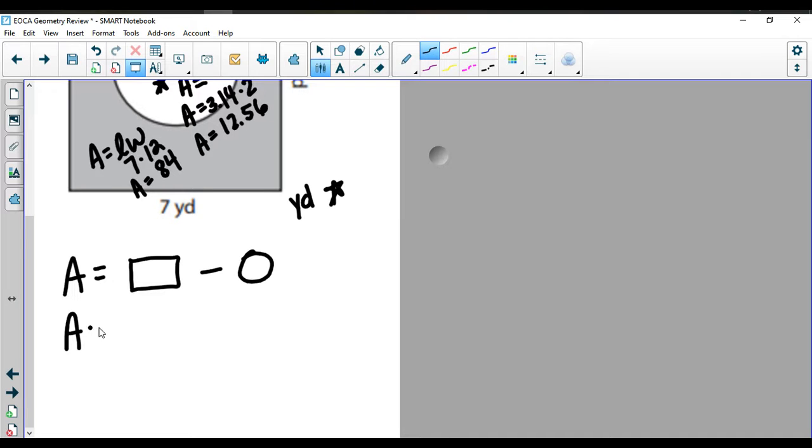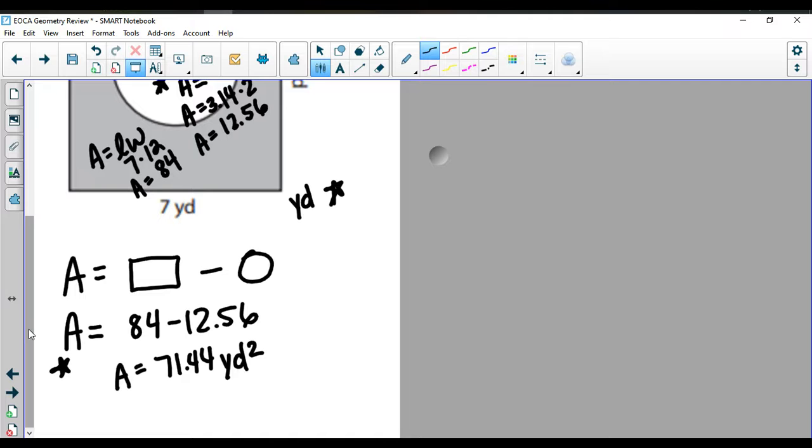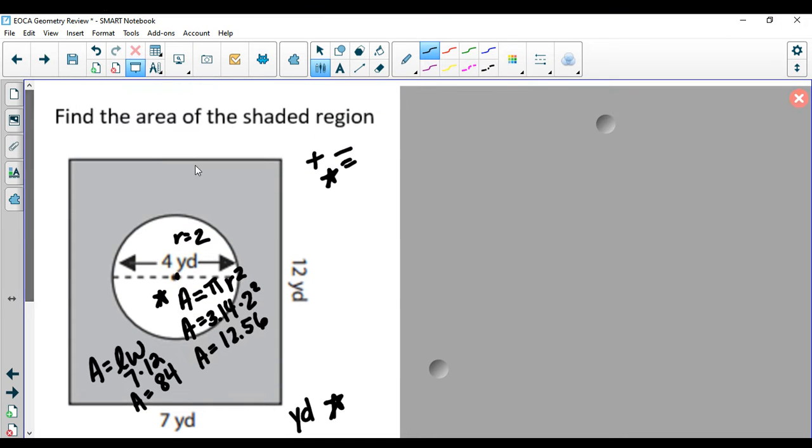So I'm going to ask you to go ahead and plug in here the area of the rectangle, subtracting out that circle, get a final answer, and then you'll be asked to go ahead and type that in. You should include your units written out as well. So for this one, you're going to do 84 minus the 12.56. That's going to give you a final area of 71.44 square yards, because we are talking about yards squared here.